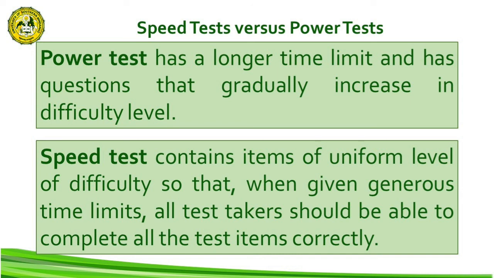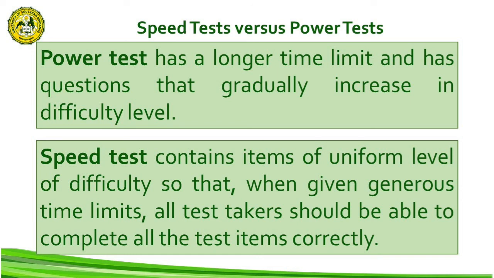So, when a time limit is long enough to allow test takers to attempt all items, and if some items are so difficult that no test taker is able to obtain a perfect score, then the test is a power test. By contrast, a speed test generally contains items of uniform level of difficulty, which is typically uniformly low, so that when given generous time limits, all test takers should be able to complete the test items correctly.